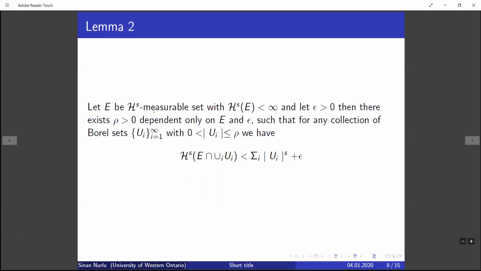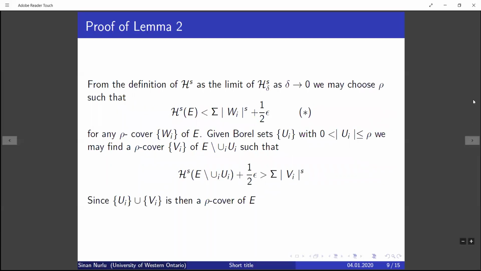So let E be a Hausdorff measurable set with finite measure, and let epsilon be given, and there is some rho depending only on E and epsilon, such that for any collection of Borel sets, U_i, where the U_i have non-zero diameter and they are smaller than rho, we have this inequality. We're going to use this strictly for the second part of our main theorem. Let's dive into the proof of Lemma 2.